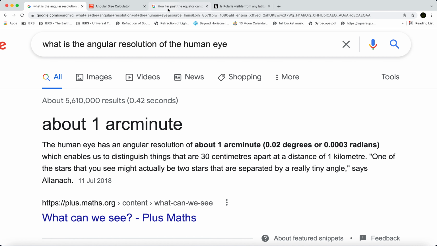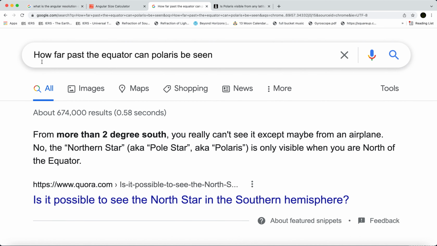So now I just want to go to here. How far past the equator can Polaris be seen? From more than 2 degrees south, you really can't see it except maybe from an airplane. So 2 degrees south of the equator, and you'll start losing Polaris. They say from an airplane you will probably see it past 2 degrees south, but that's because you have a greater angle of view. That's what that is about.